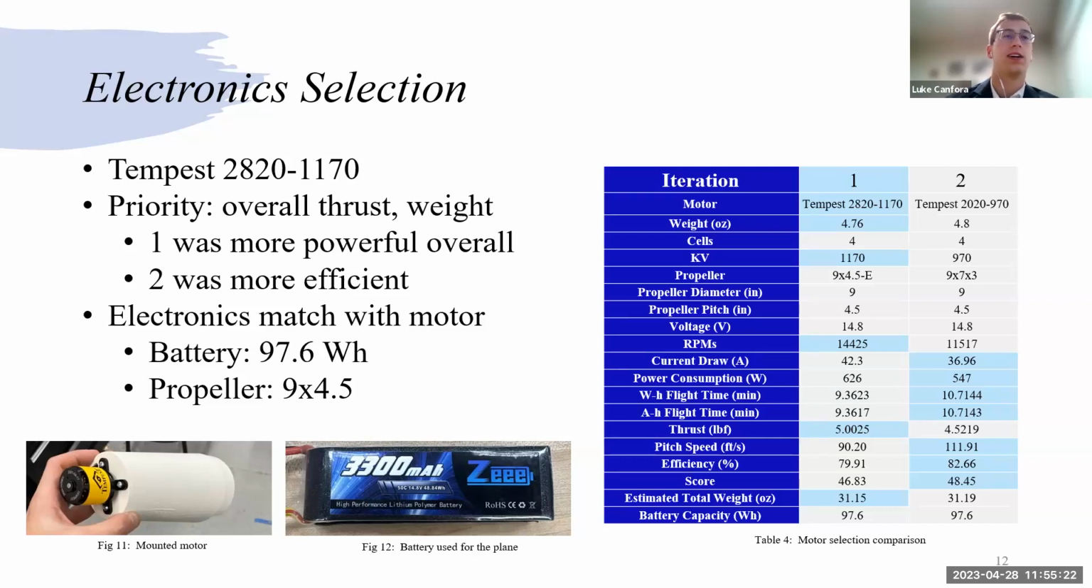You can see on the slide the battery and propeller that we chose. The propeller, we were capped with a propeller diameter of 9.5 inches. That was due to how we decided to design the ground clearance and the landing gear structure. We didn't want to have too much of a gap, but we also wanted to ensure that there were no ground strikes from the prop. Next slide.